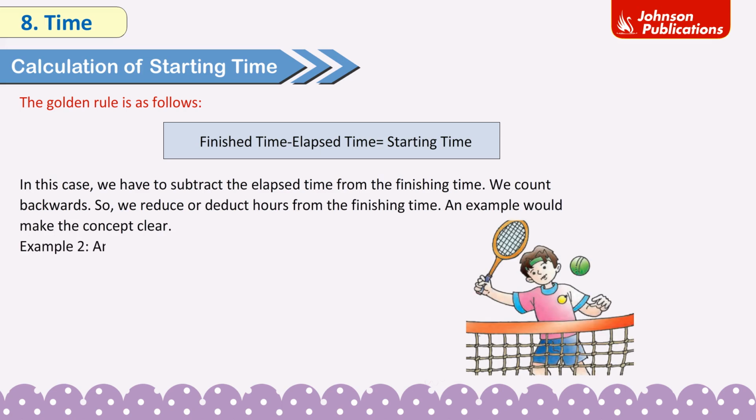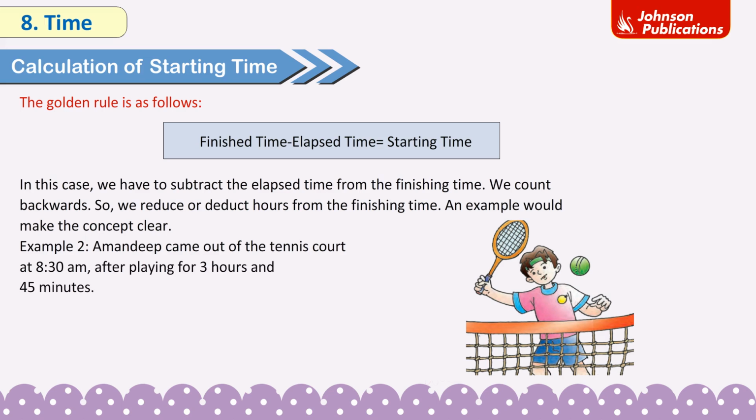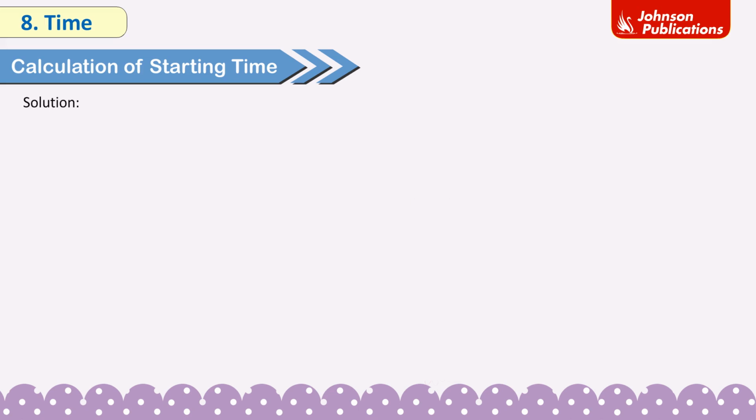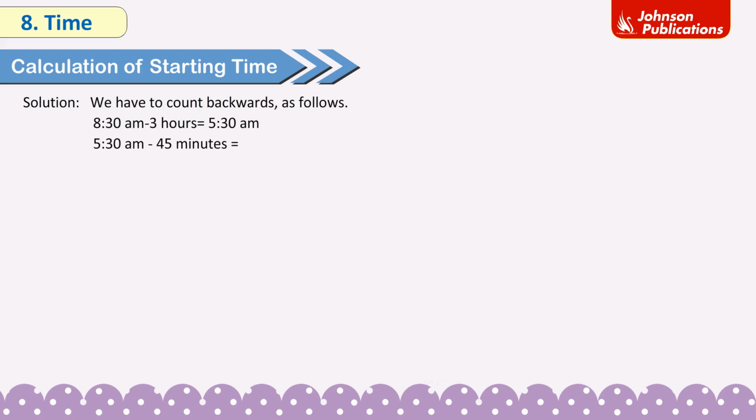Example 2. Amandeep came out of the tennis court at 8:30 a.m. after playing for 3 hours and 45 minutes. At what time did he start his tennis game? Solution. We have to count backwards as follows. 8:30 a.m. minus 3 hours is equal to 5:30 a.m. 5:30 a.m. minus 45 minutes, which is equal to 4:45 a.m. Answer. The principle of AM to PM conversion applies in this case as well.